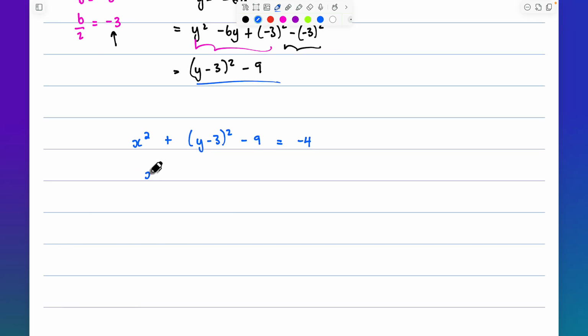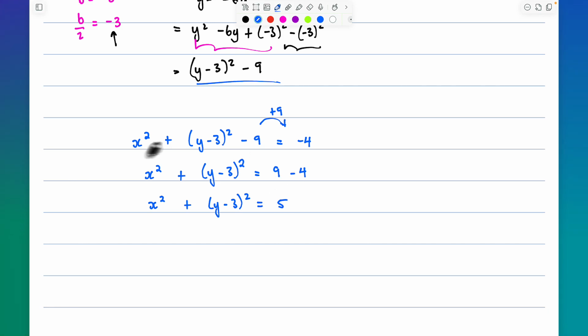So now we have x squared plus (y minus 3) squared. I'm going to take the constant terms to the other side. So when it crosses over, it becomes +9. So it becomes 9 minus 4. So now we have x squared plus (y minus 3) squared is equal to 9 minus 4, which is positive 5.